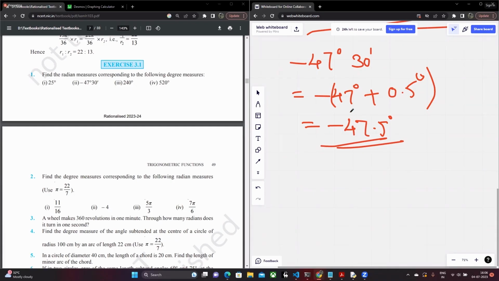There's no problem in actually writing it this way, 47.5. There's no problem in doing that. But it's a convention that you do not mention decimals in degrees. You mention decimals only in seconds. So you convert it. Most texts usually convert it to minutes.